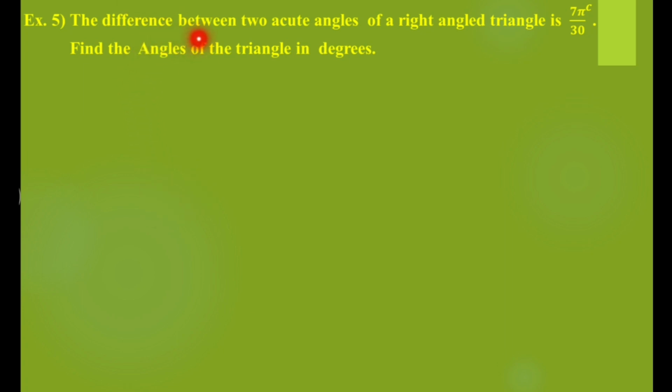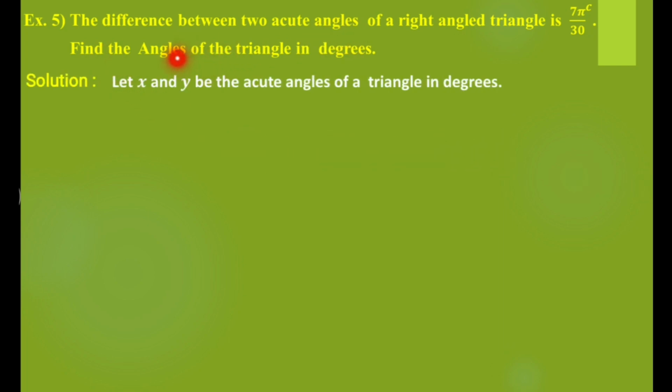Now see question number 5. The difference between the two acute angles of a right angle triangle is 7 pi by 30 radian. Find the angles of the triangle in degree. So here the angle is given in radian form, and one more condition is here, difference between two acute angles of a right angle triangle is 7 pi by 30. So here right angle means one angle is 90 degree.